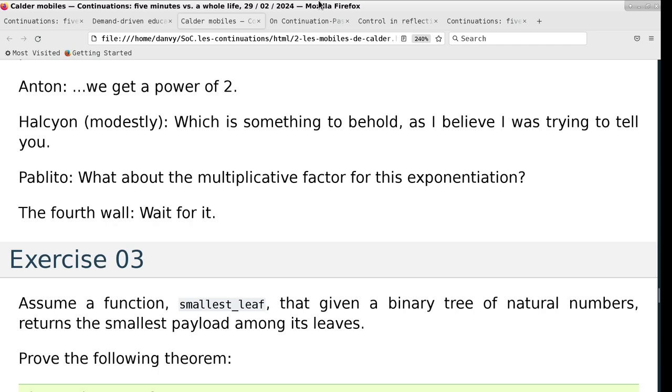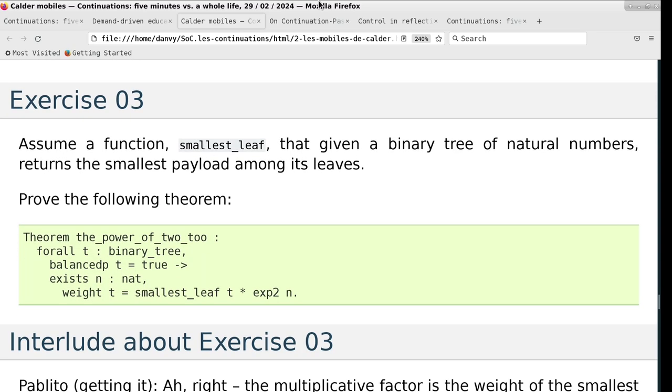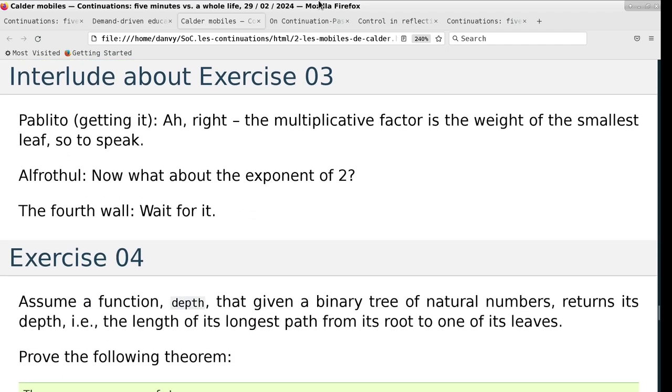What about the multiplicative factor for this exponentiation? Wait for it. Exercise 3. Assume a function smallest leaf that, given a binary tree, will return the smallest of its leaves. And then you should prove the following theorem, which is called the power of 2, for any tree which is balanced. There is some n such that the weight is the smallest leaf of t times 2 to the n. All right, the multiplicative factor is the weight of the smallest leaf, so to speak.